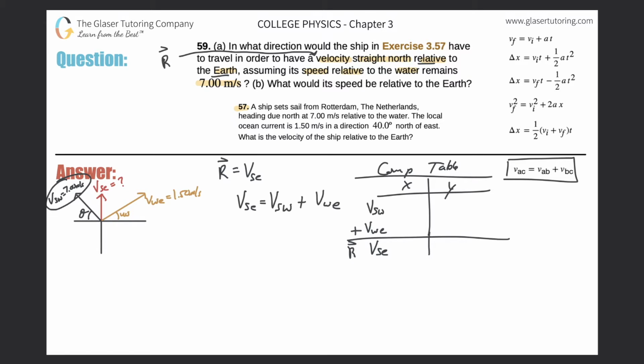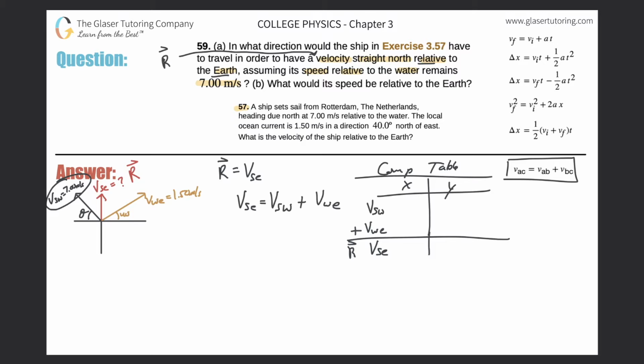If you also notice, this vector right here in red is the resultant vector. This is the velocity of the ship relative to the Earth. We want the ship to be traveling due north relative to the Earth. That's what the question's asking. So, just so we have everything in perspective.